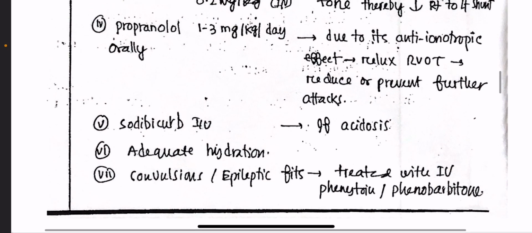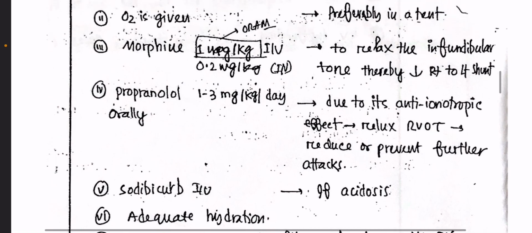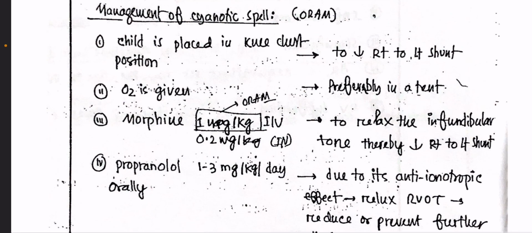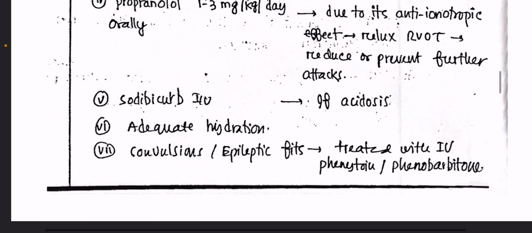Sodium bicarbonate IV if acidosis presents. Adequate hydration. Convulsions or epileptic fits are treated with IV phenytoin or phenobarbital. So the options for management of a cyanotic spell are: the child is positioned in the knee-chest position, oxygen is given, morphine is given IV, propranolol orally, sodium bicarbonate if acidosis, adequate hydration, and for convulsions or epileptic fits, we can give IV phenytoin or phenobarbital.